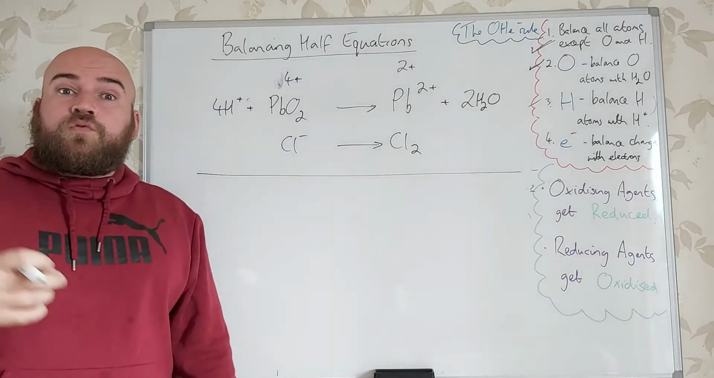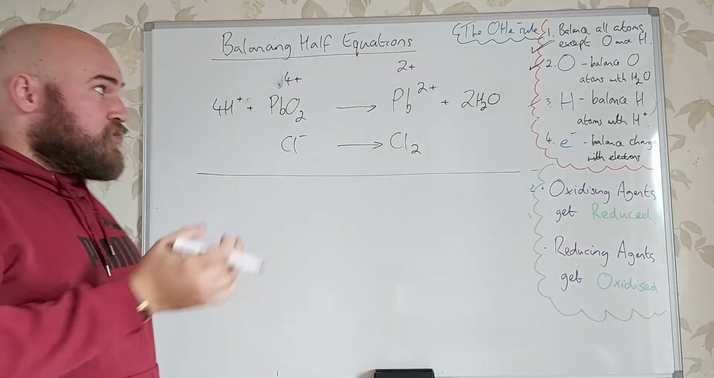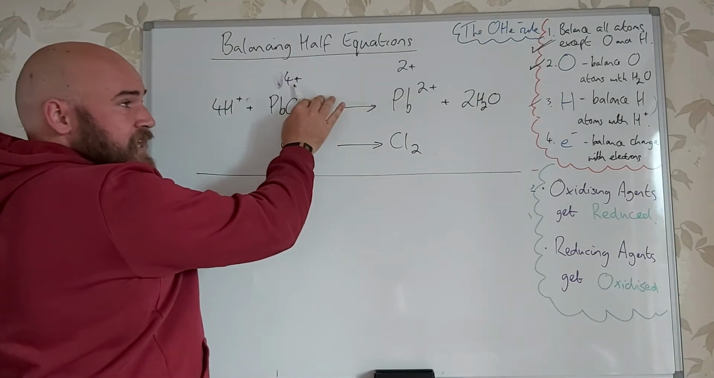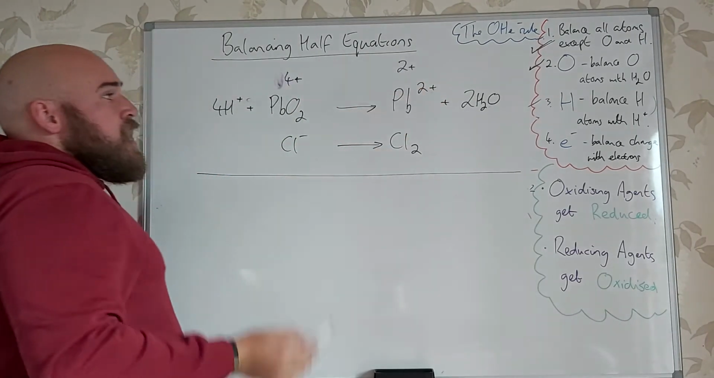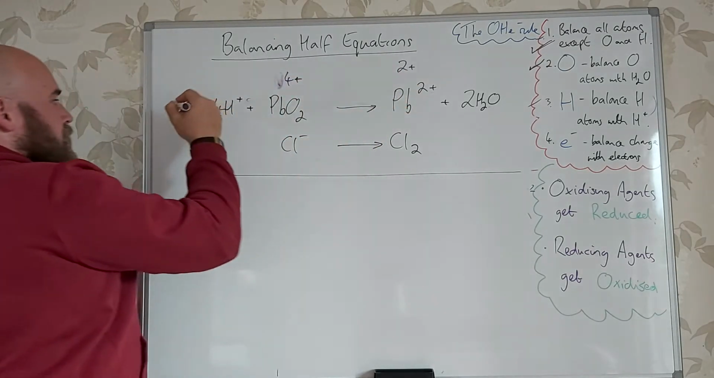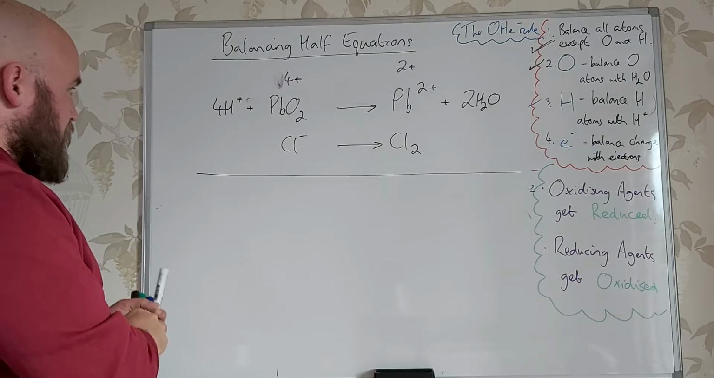Add electrons to the most positive. So the overall charge on either side, add electrons to the most positive. Hopefully you can see 4 is bigger than 2, so I'm going to add electrons to this side. How do I get from 4 down to 2? I'm going to need 2 electrons.